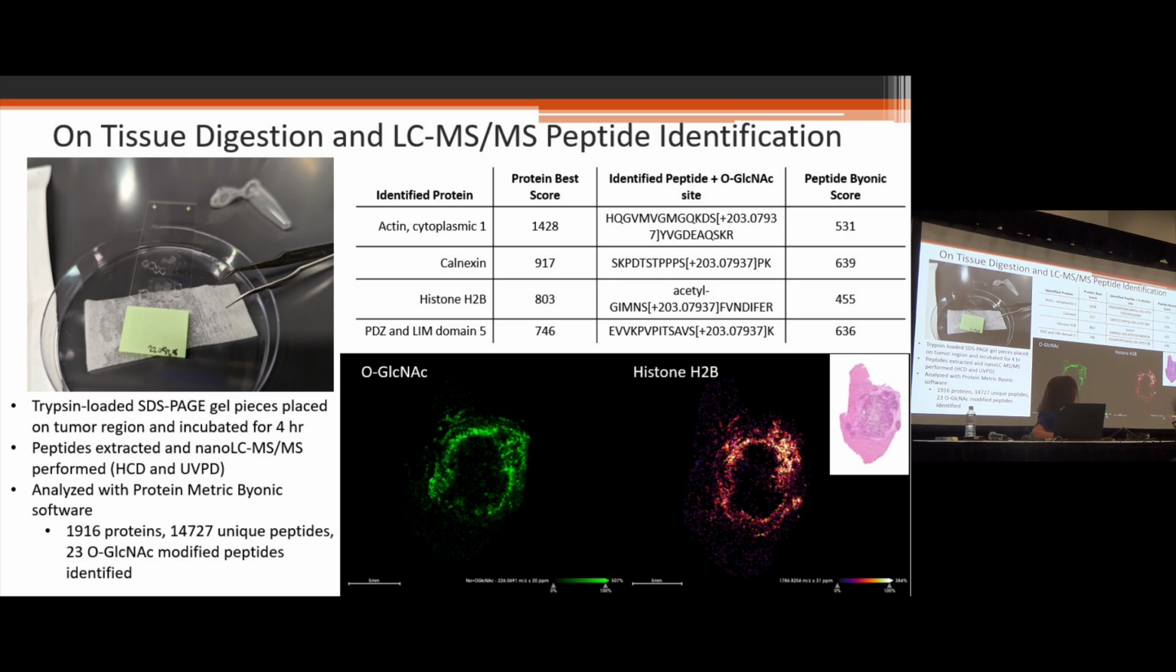A few of them are shown here in the table of peptides that were detected with the modification. Interestingly, in the imaging experiments, and I'll show you more detail of this in a few slides, we were able to see at least one of the proteins that carried an O-GlcNAc modification. We found that histone H2B had a modification site, and we also were able to image a peptide from histone H2B that showed similar localization to where the O-GlcNAc was in the tissue. But again, the O-GlcNAc is coming from all of these different proteins, and we can't differentiate how much comes from each one.